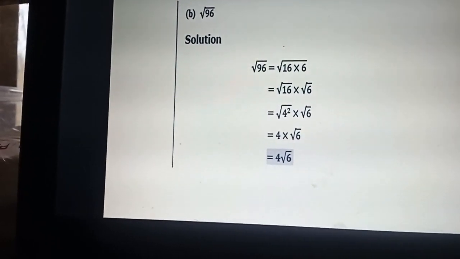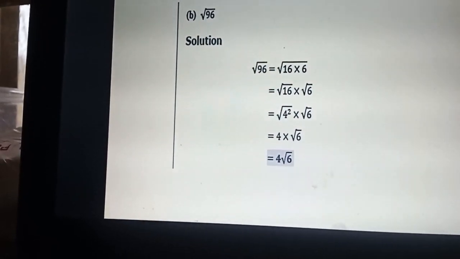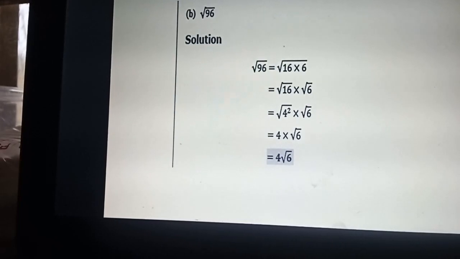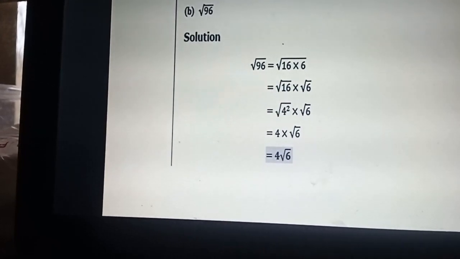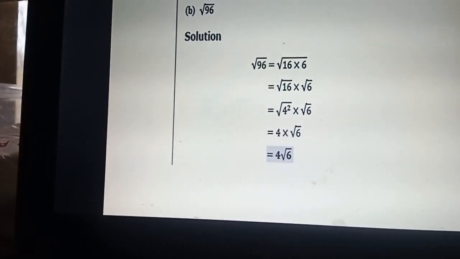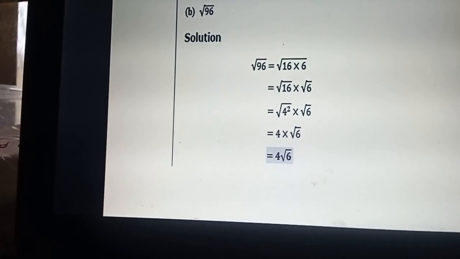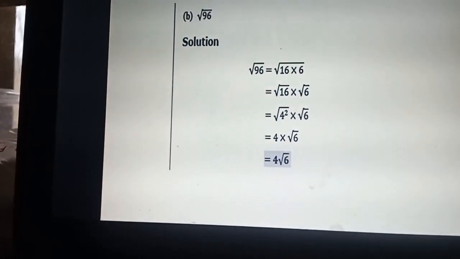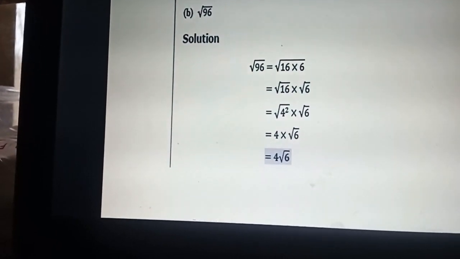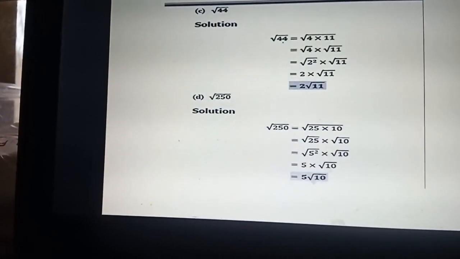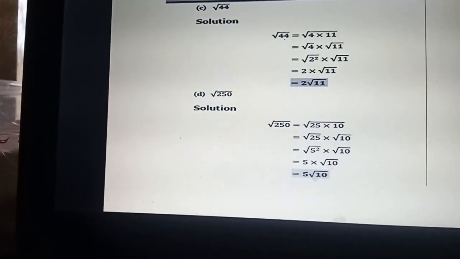It will definitely give you what? 4 root 6. Do you get it? I hope it is clear. From example 1 and 2, they are all the same. So let us move to the third one, which is root 44.